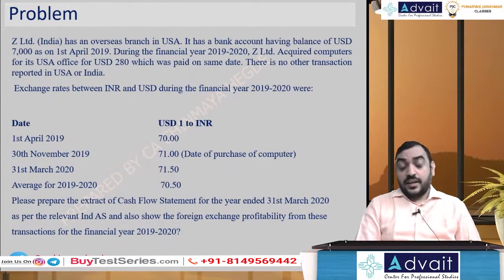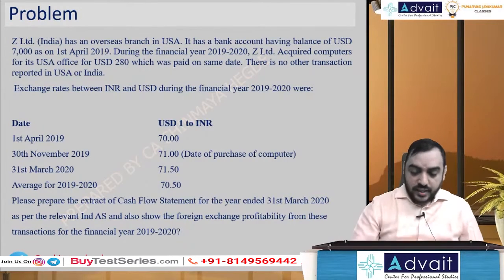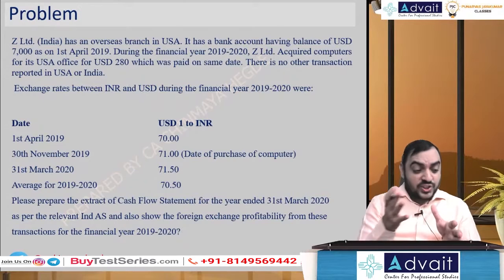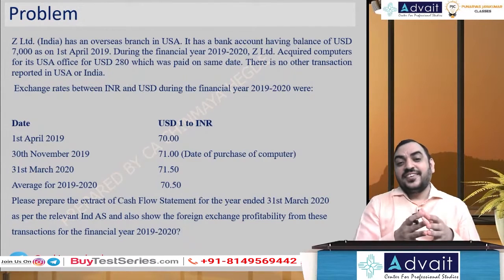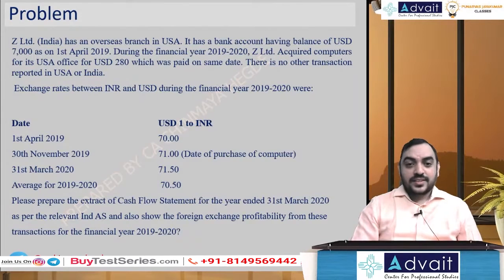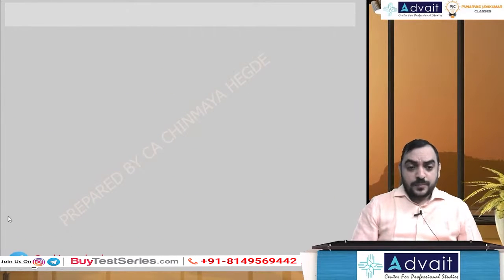Exchange rates between INR and USD during the year 19-20 were given: April 19, November 19, March 20, and average rate for 19-20. Please prepare the extract of cash flow statement for the year ended 31st March 2020 as per the relevant Ind AS and also show the foreign exchange profit or loss from these transactions for the year 19-20. Okay, so there is currency involved, exchange rate involved, and we also have cash flow statement involved. First let me do the simpler one. What is happening with respect to the USD part? Let me think about it.